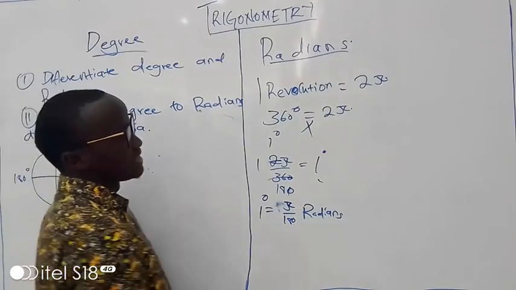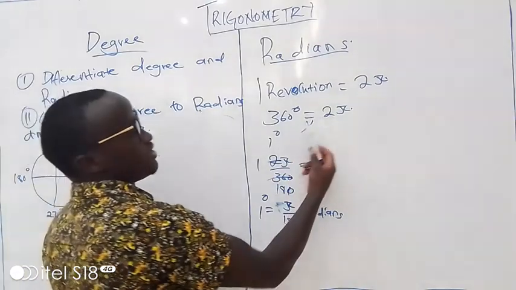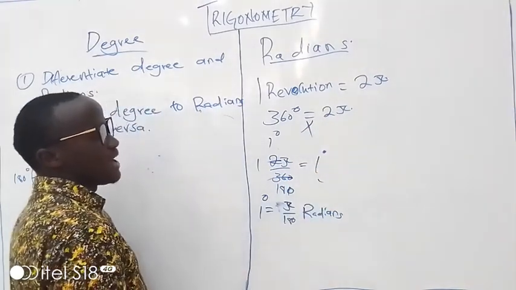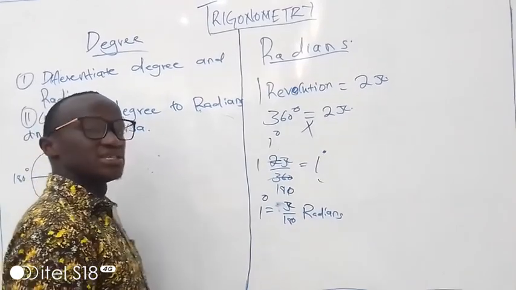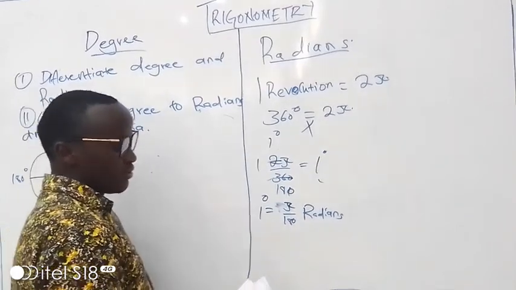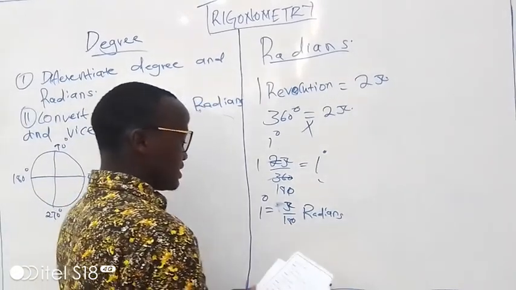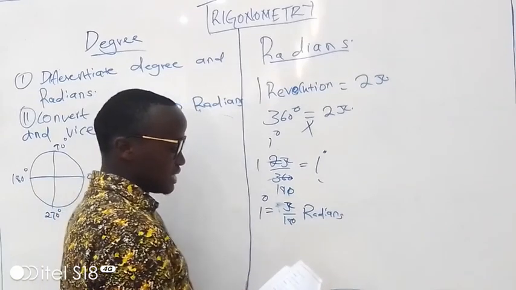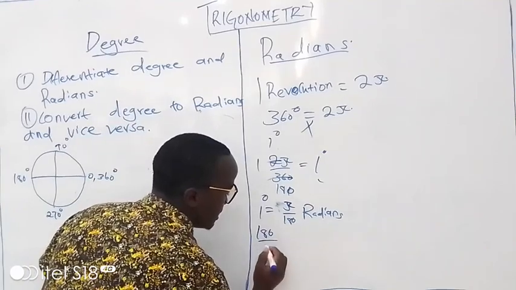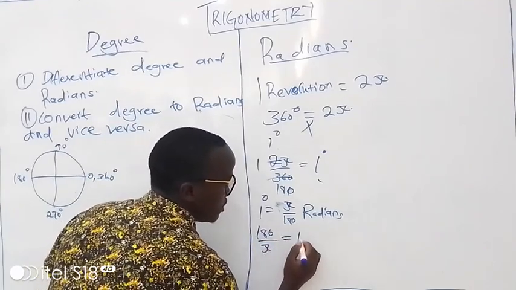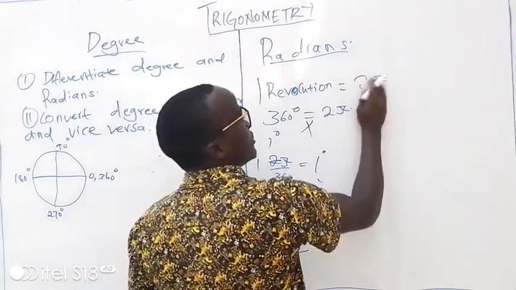So we just note that since 1 revolution is given as 2 pi radians, for 1 degree you cross multiply and take 2 pi divided by 360 to get how many radians 1 degree is. Now we can also see that 180 over pi degrees is equivalent to 1 radian. So let's look at an example here.